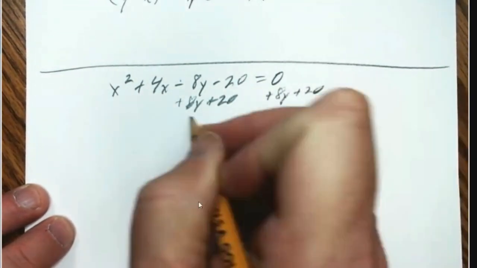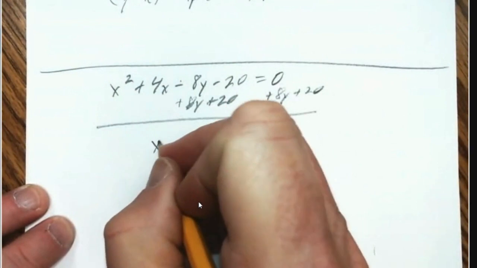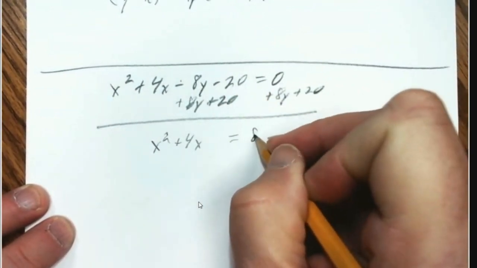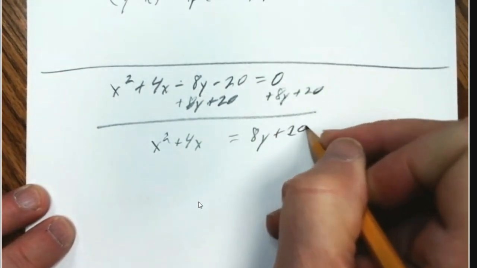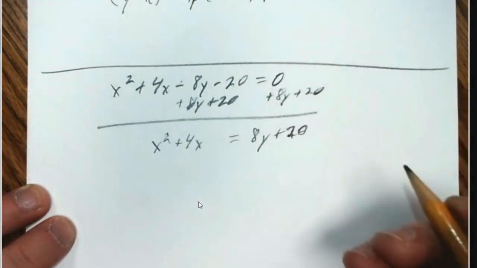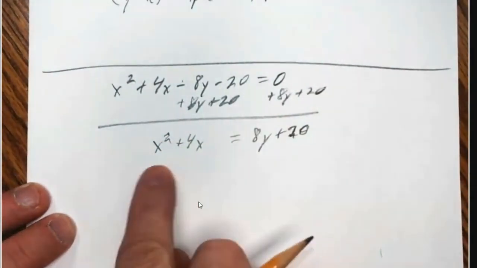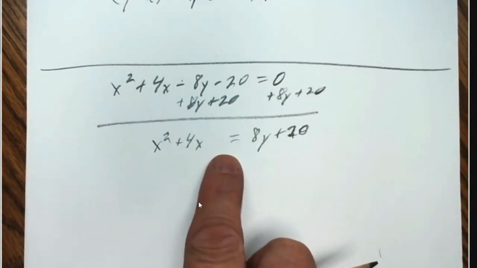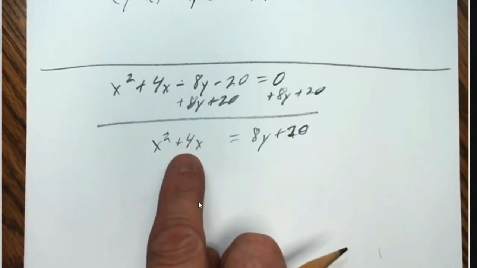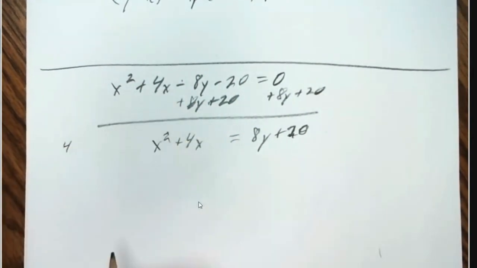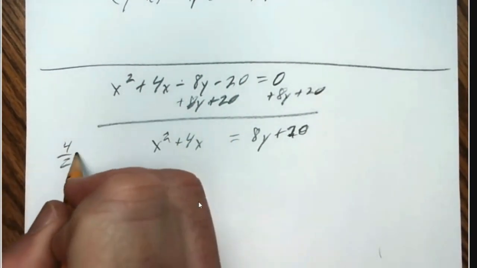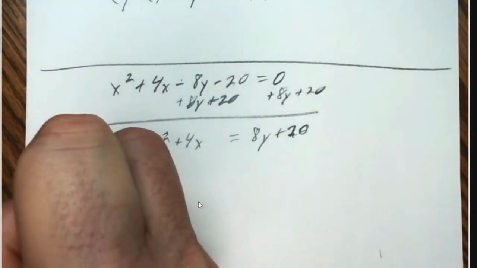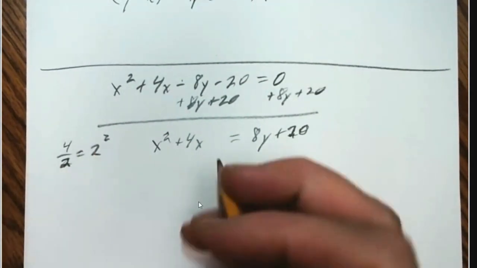8y plus 20. So that rearranges our equation to be x squared plus 4x equals 8y plus 20. And we're wanting to complete this so that it will be a perfect square trinomial. The way we do that is we take that middle term, which is 4, and divide it by 2, and then we square that. So 4 divided by 2 is 2, and then we square 2. So we add 4.